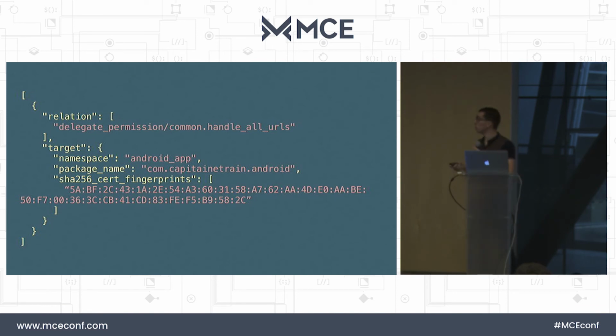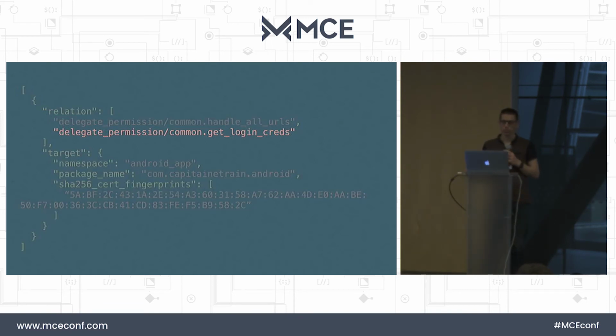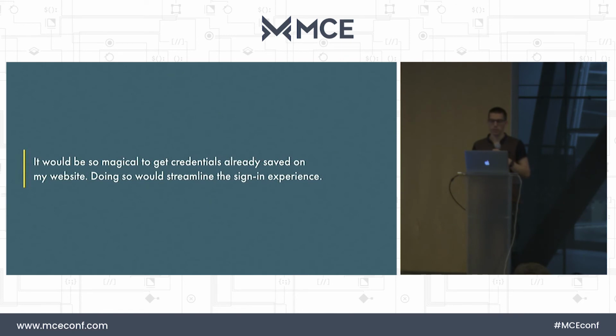So what we will do is we will go back to our digital asset links on our server, and we will delegate or add a new relation. And this new relation is called get login creds. Okay, just by doing that, you allow the website to share credentials to the application. And we end up with this. It's completely transparent.